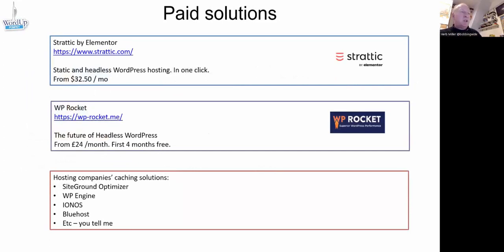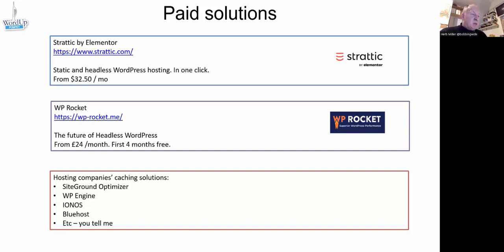Other paid solutions that you can have. A couple of months ago, we talked about headless CMSs, and static is a form of caching, a rather extreme form of caching because it takes a complete copy of the site and serves it up from there. But the Static people say they actually use WP Rocket as well. So this is something that costs you £24 a month, but you get the first 4 months free. And some people, Alistair's gone, will you say it's worth it to use WP Rocket? Yes.